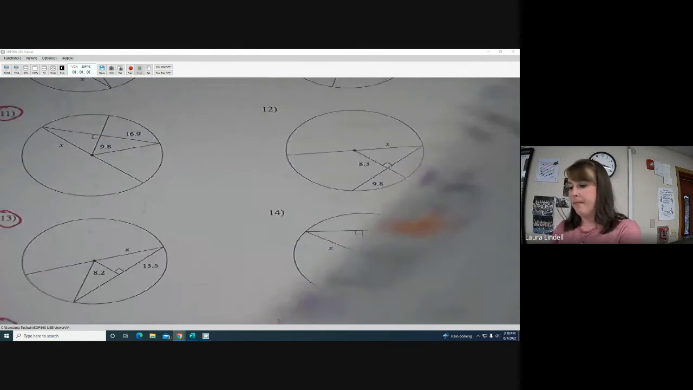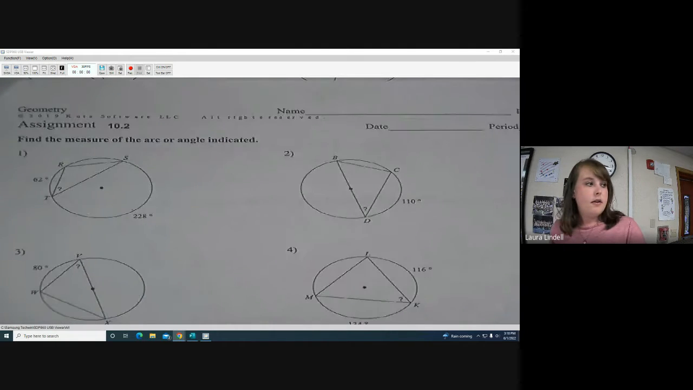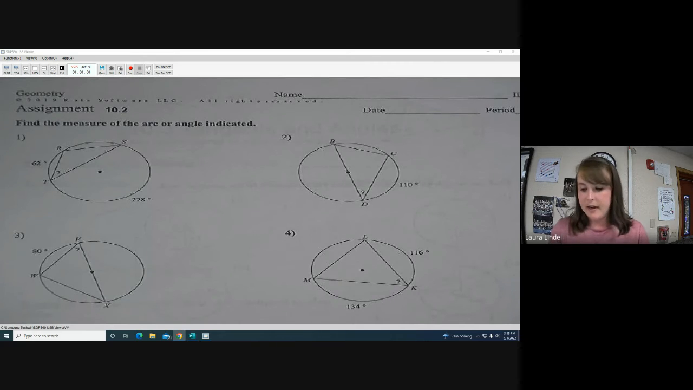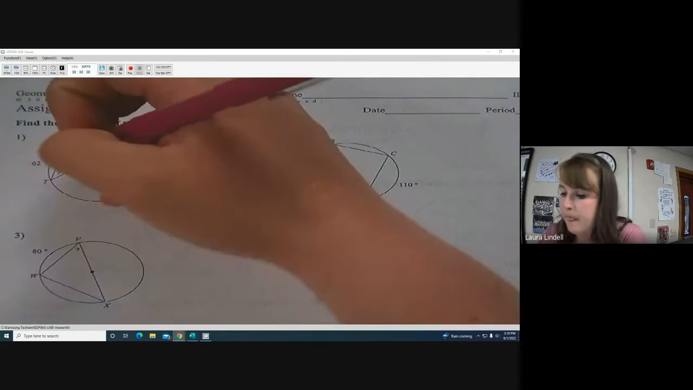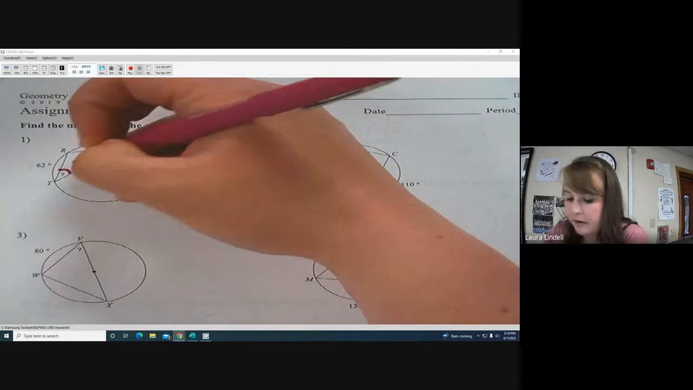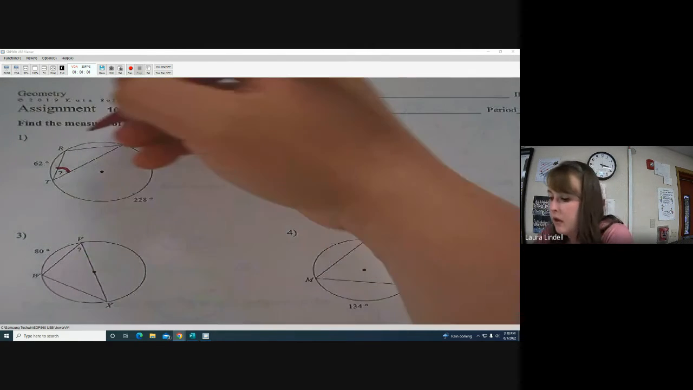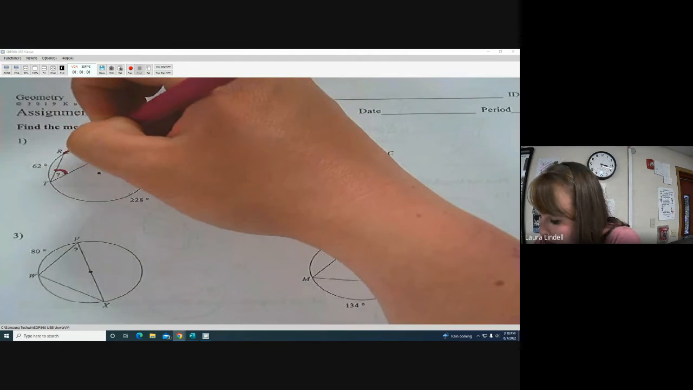So here we go. Okay. Find the measure of the arc or the angle indicated. So they want to find the measure of this angle in problem number 1. That angle corresponds to this arc.